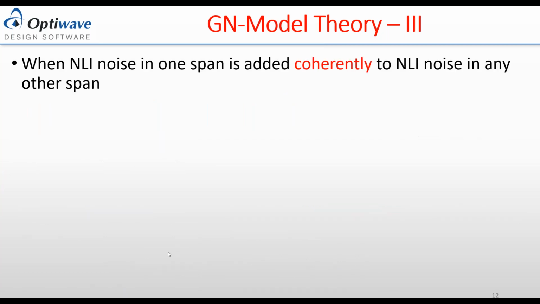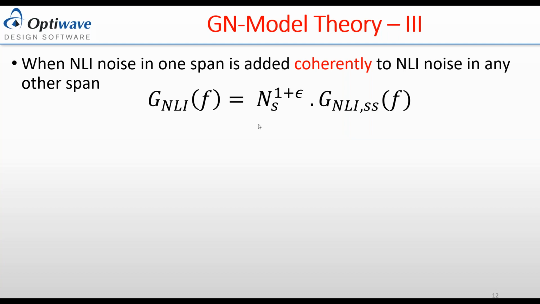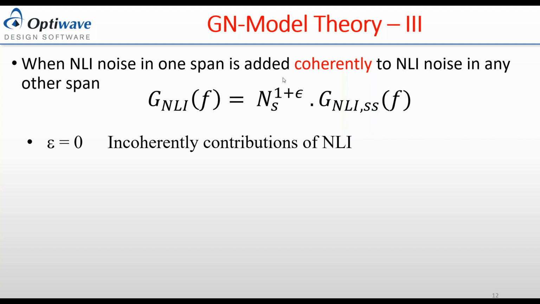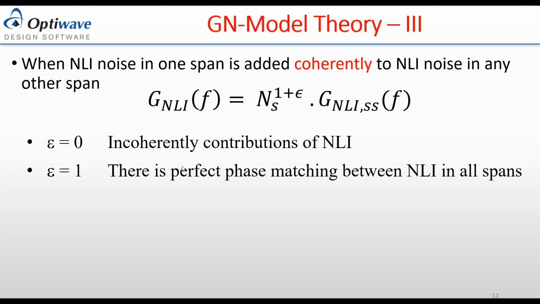Now, if the nonlinear interference noise is added coherently, which means you have phase matching between each span in terms of noise, the equation would be a bit different here. As you can see, instead of the number of spans, we have 1 plus epsilon, and epsilon is equal to 0 for incoherent contribution. For perfect phase matching between the nonlinear interference in each span, we're going to have epsilon equals 1. And in other cases, it's going to be between 0 and 1.